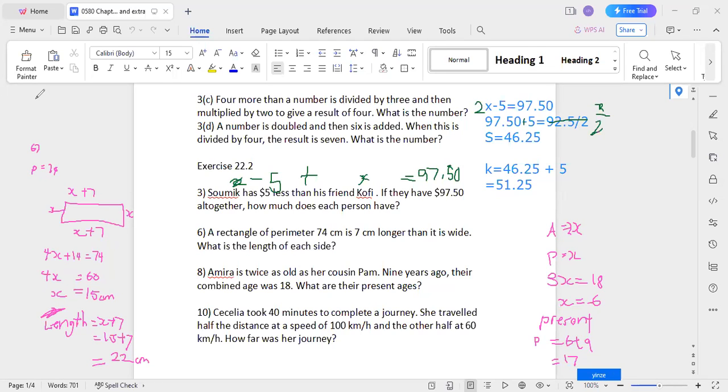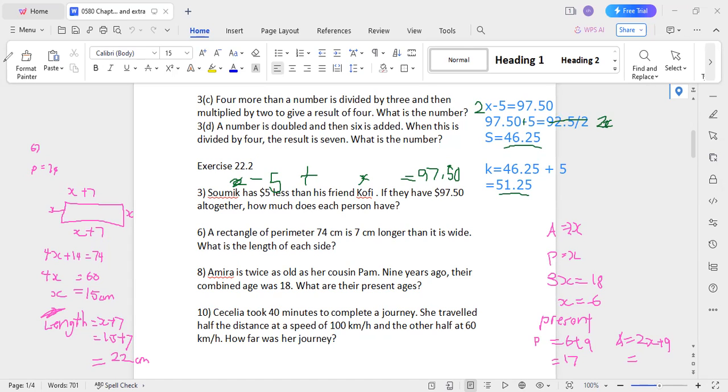Sorry, let me just make a quick correction. 2x. So for Sumik, you have 46.25, which is correct. And for coffee, you have 51.25. Oh, you set Sumik as x, is it? If you set Sumik as x, then coffee is x plus 5. So 2x plus 5 is 97.50. 97.50 minus 5, and you divide by 2, Sumik is here.